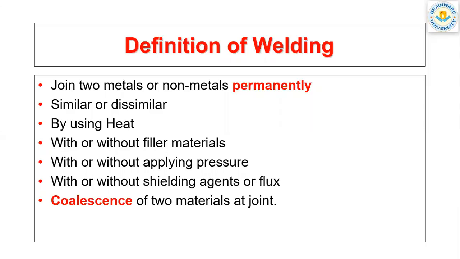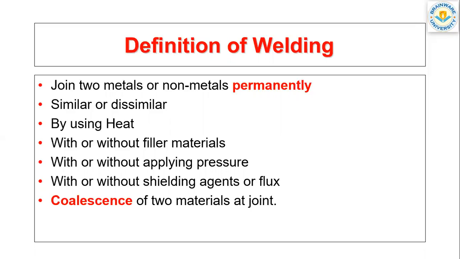In case of mechanical joints, basically we use nuts and bolts. And in case of adhesive joints, this is the most common joint that we use, that is adhesives. We use adhesives to join two metals or non-metals, like glue.